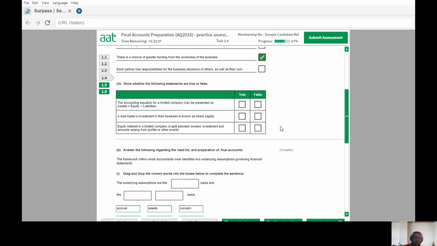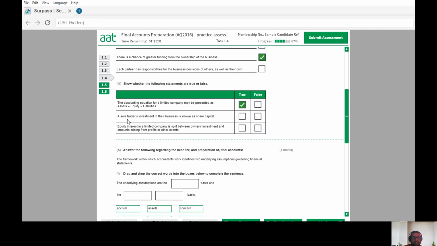And then look at part 3. Show whether the following statements are true or false. The accounting equation for a limited company may be presented as assets equal to equity plus liabilities. Yes, equity is the amount the business is worth, the share the shareholders have put in there. So this is going to be equivalent to the capital. Equity and capital are both identical, but in a different sense. Okay, so assets equal to equity plus liabilities, that is true.